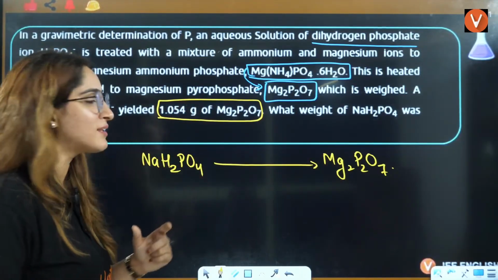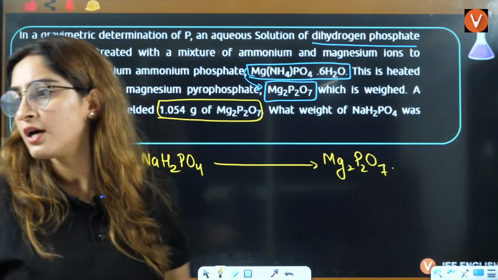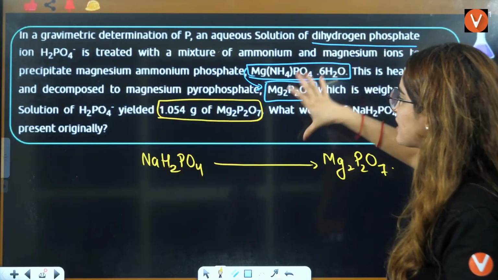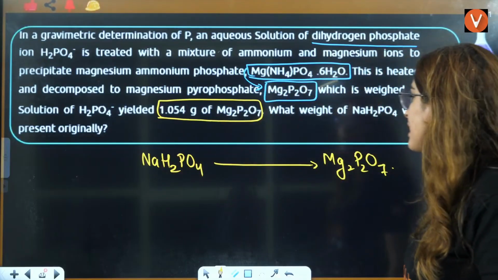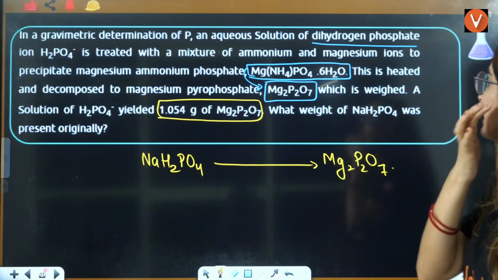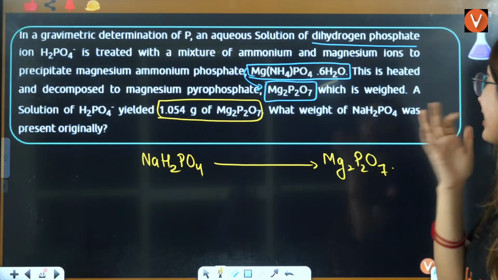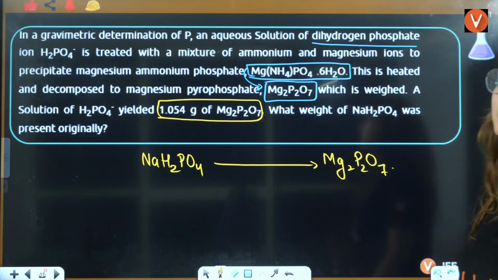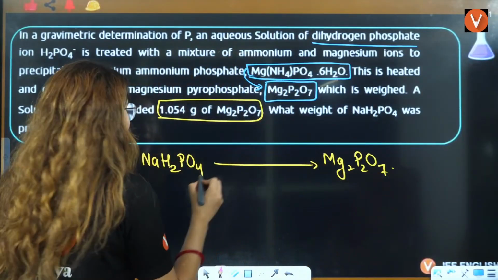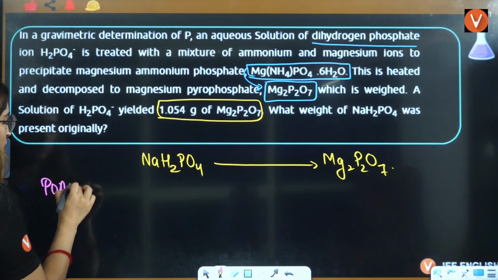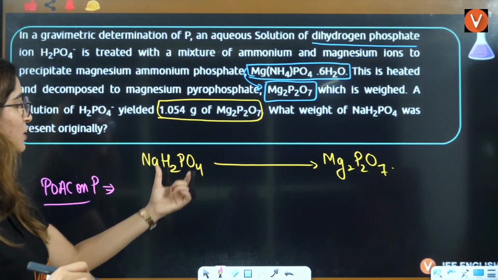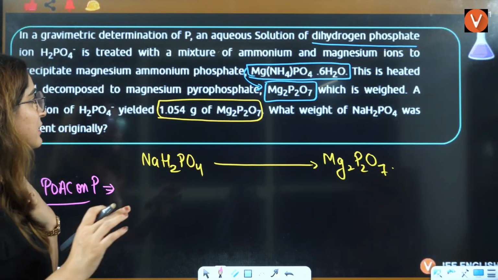You just have to see what is the reactant and what is the product. Overall, in this statement, we know that the reactant is going to be NaH2PO4 and the product is going to be this. The weight of NaH2PO4 that was present originally is what they are asking. Now guys, apply POAC on which thing? It's only possible on phosphorus, because phosphorus is the most common thing here.